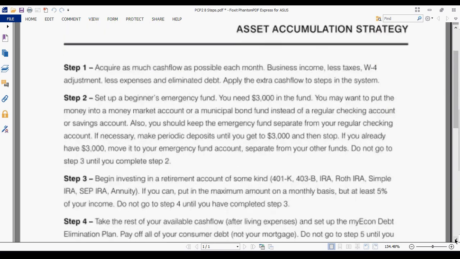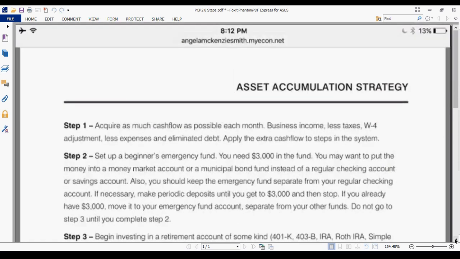Because everybody is in a different place. Everybody is in a different step. But 95+% of people who join are in step 1 and 2, meaning they are in a place where they need to acquire as much cash flow as possible, whether that's minimizing expenses, whether that's generating more income via myEcon or other means to create more income to give you more cash flow, whether that's the W-4 correction. Whatever it is, most people are in this place, and they have not accumulated a $3,000 emergency fund just yet.